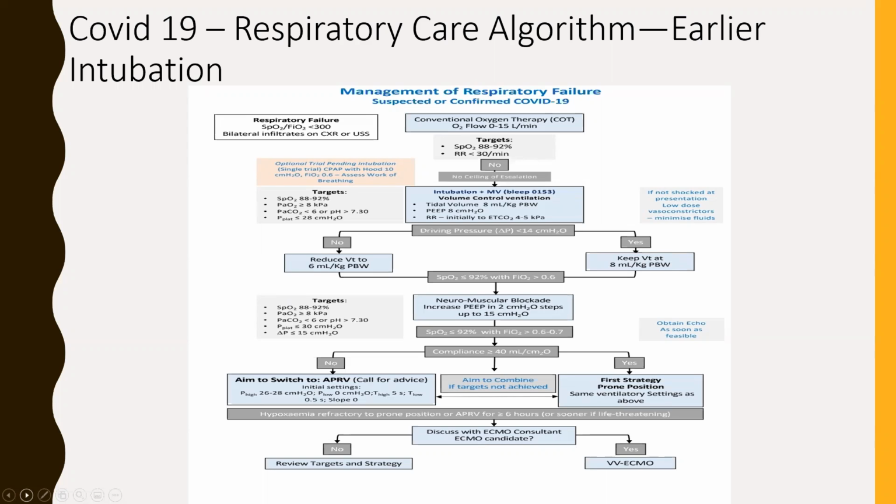Basically incremental PEEP up to 15. Lions and tigers and bears on mine. Not different modalities, APRV versus, we're not introducing proning, etc. Again, this isn't a presentation so much on invasive treatments, respiratory treatments.